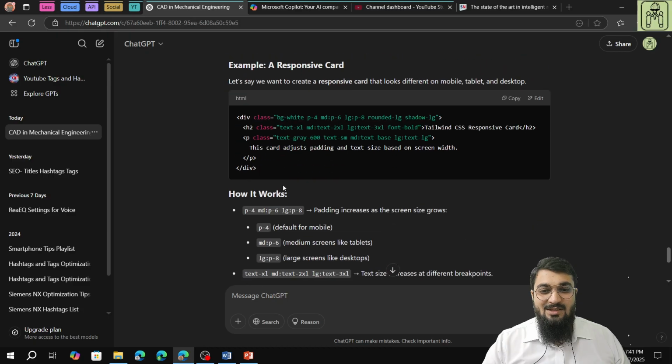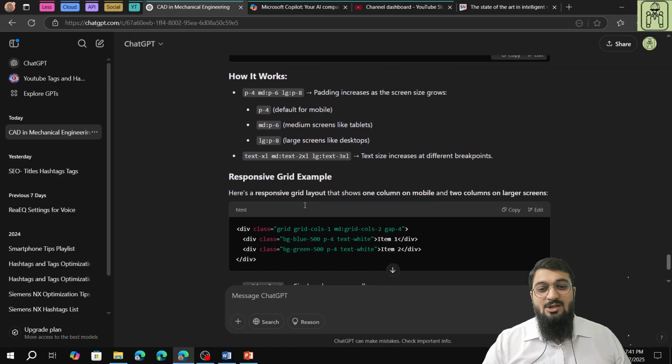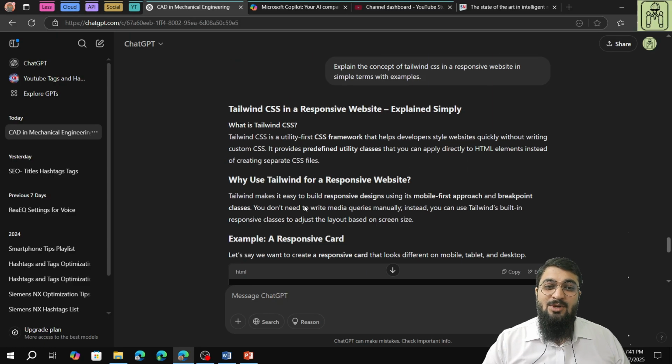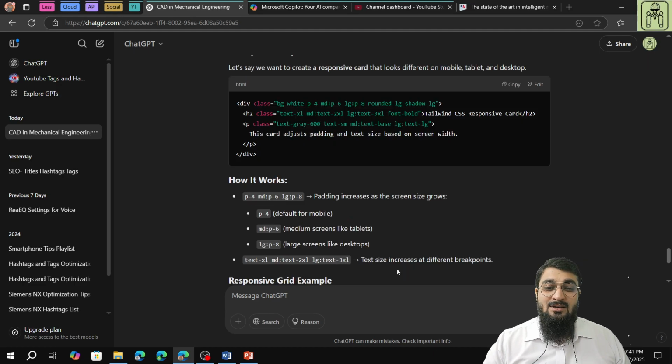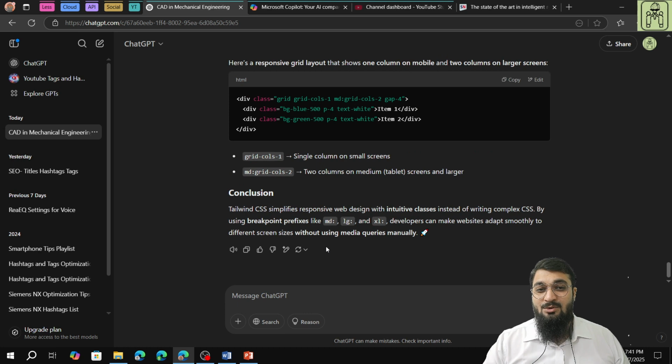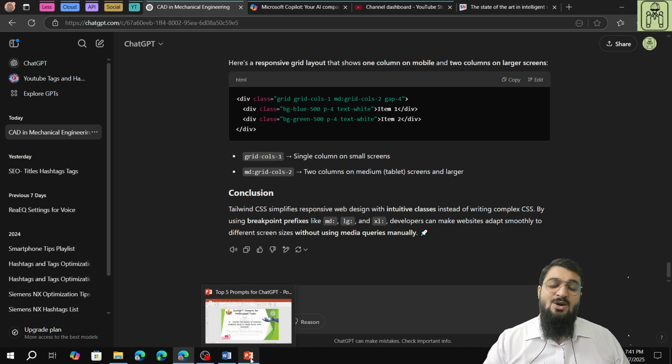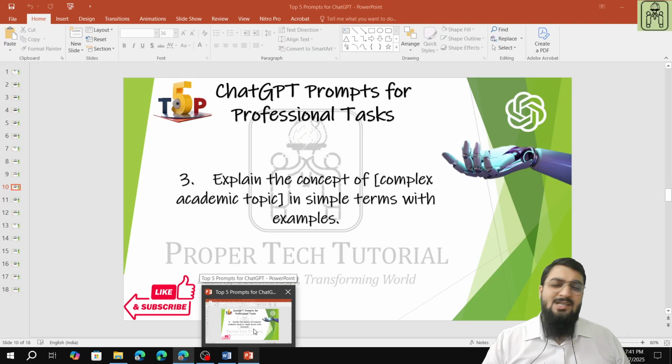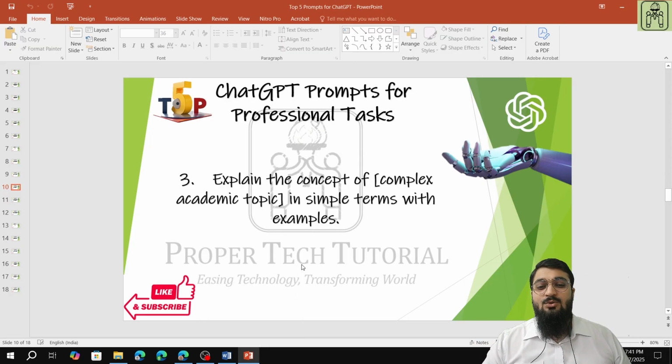What is Tailwind? Example, etc. How it works? Responsive grid example. So it has explained the topic quite well, in a manner that it can be understood by a person who is pursuing computer science or knows about it a little bit, and has weak concepts but is in that domain. He can understand that. Coming to the next category.